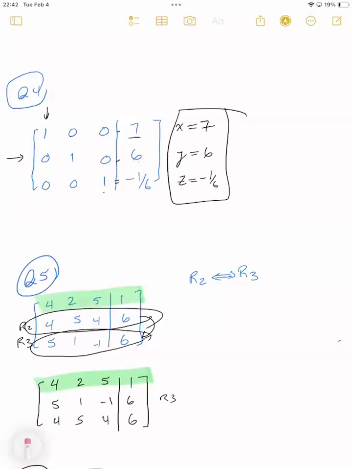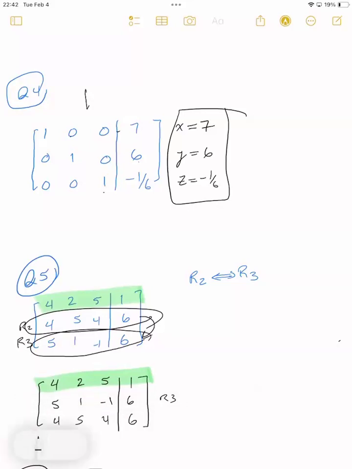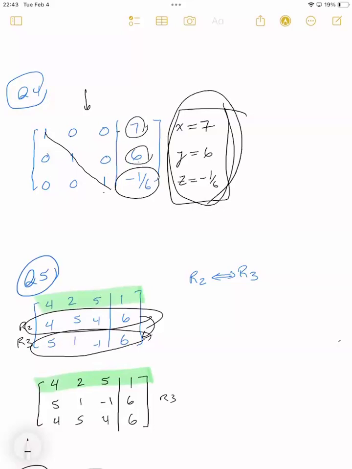So if you remember, we did this matrix earlier. If we do those operations and we come up with a matrix like that, where we have 1 on the diagonals, 0 elsewhere, then the solution to x, y, z is here. So that's your solution. You're done.